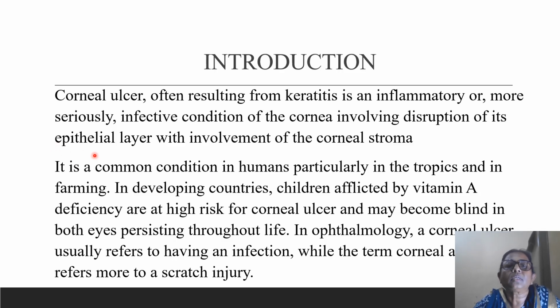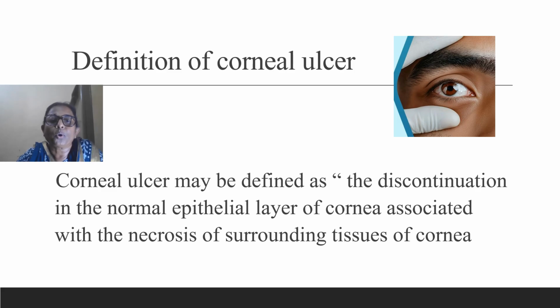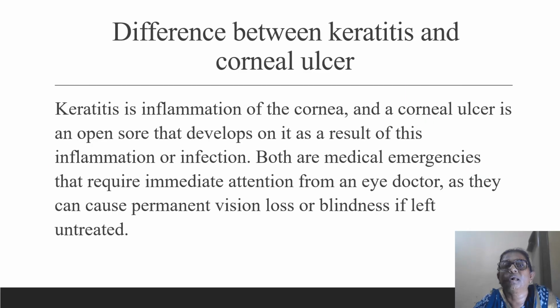So corneal ulcer often results from keratitis, an inflammation. More seriously, you can see the epithelial layer is involved, and also the involvement of the corneal stroma. Corneal ulcer may be defined as the discontinuation in the normal epithelial layer of the cornea associated with necrosis of the surrounding tissue of the cornea.